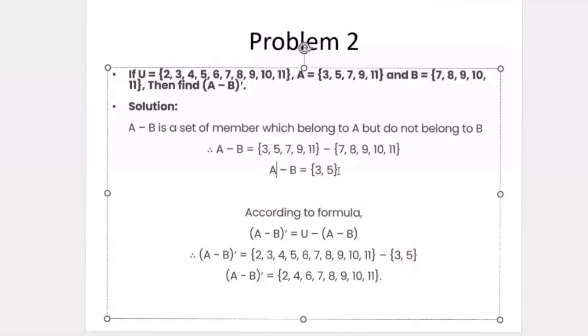But then the question actually asks us to find the set (A minus B) prime. And so, like I said, the prime is going to be everywhere else that is not this. And of course, the only way you can do that is by subtracting it from your universal set, right? So the universal set is 2, 3, 4, 5, 6, 7, 8, 9, 10, 11. And then you have the set A minus B as 3 and 5. So (A minus B) prime now is to take out these two elements from our universal set. And in doing so, you are left with every other element that is not 3 and 5. So that gives us our final answer.